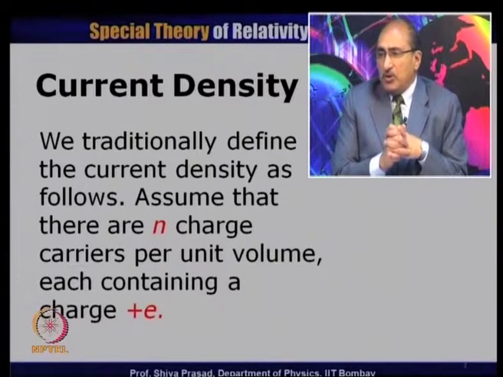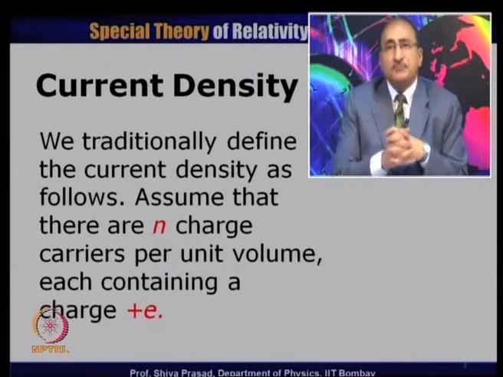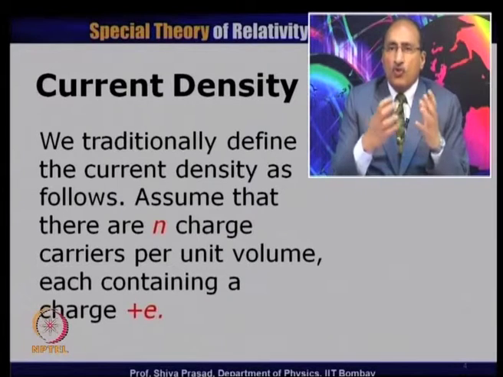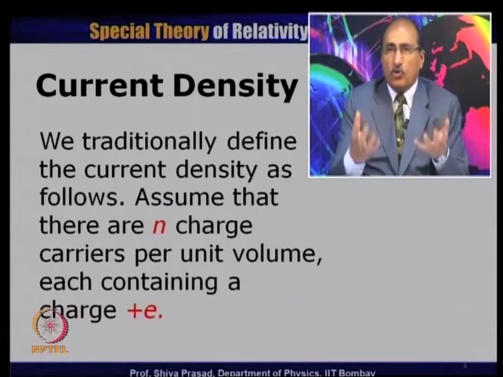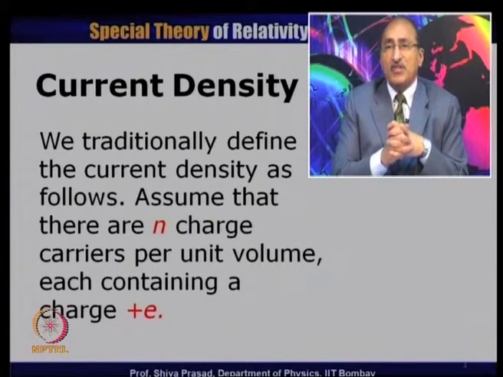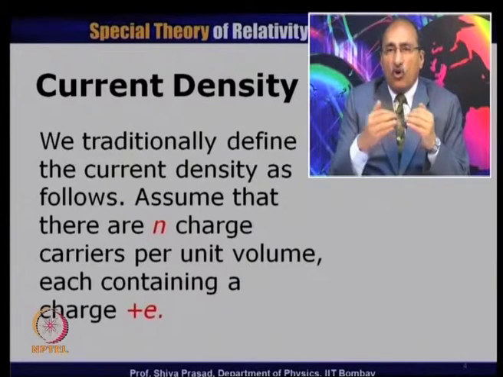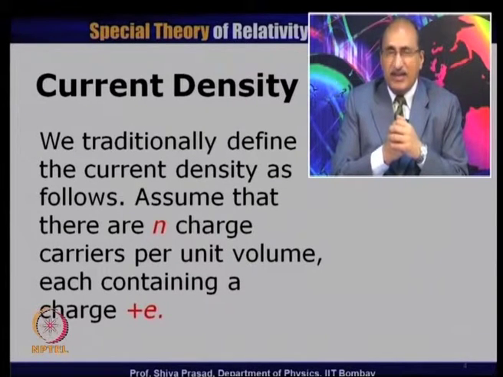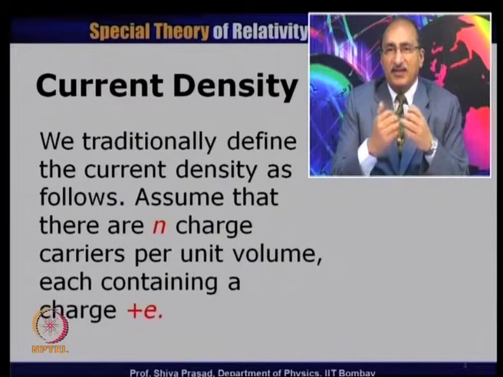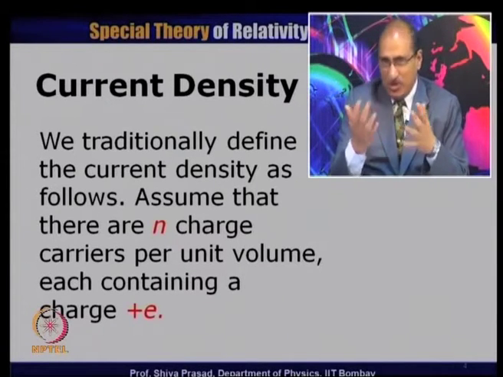So, let us assume that we have n charge carriers per unit volume in a given conductor or given wire which is carrying current. Now, of course, we know that it is actually the electrons which carry the current, which are negatively charged particles, but somehow traditionally the direction of the current has always been defined to be the opposite direction of the flow of the electron. So, if the electrons flow in the negative x direction, we define the standard traditional current in the positive x direction.